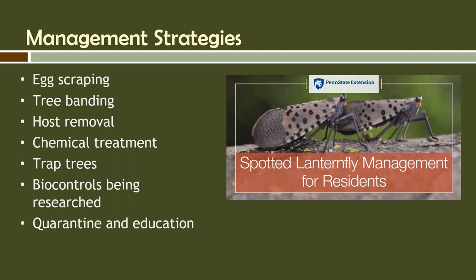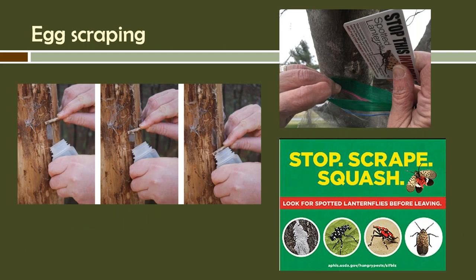Egg scraping is just like it sounds like. Some people might try and use some more extreme methods like power washing or flamethrowers to get rid of the egg masses. There's absolutely no need for something that extreme. All you have to do is take a stick or a credit card or an ID card, such as the Massachusetts Department of Agricultural Resources produces and distributes for free.